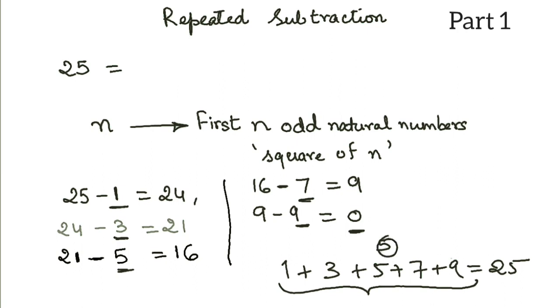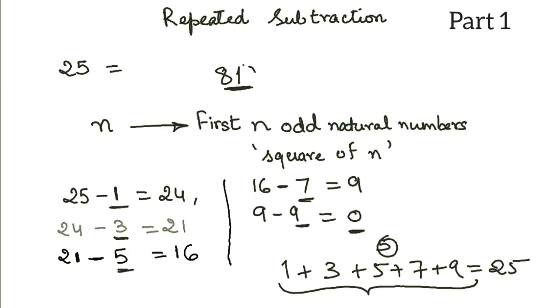So we can say that the square root of 25 is 5. Just count the steps, or count the number of odd natural numbers you have used, and that quantity will give you the square root of that particular number.